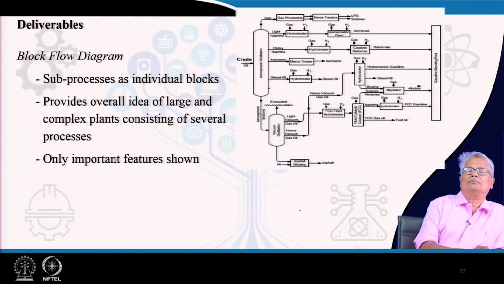The deliverables, the first thing whenever we are talking about a process design, will be a flow diagram, and it is going to be a block flow diagram. That means the sub processes are conceived as blocks, as shown in the figure presented here. These are the individual blocks. If you look at it, it provides the overall idea of large and complex plants, what all sub blocks or sub plants it consists of, but it contains and displays only the important features.